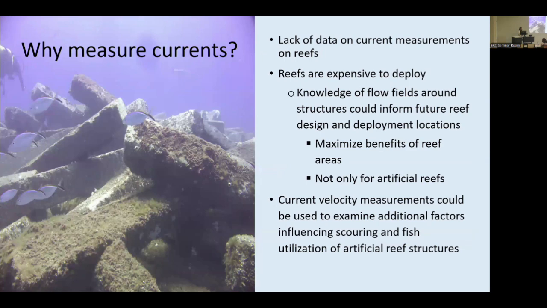And why even measure currents at all? There is a lack of data on current measurements on reefs currently, especially artificial reefs. Reefs are expensive to deploy, so knowledge of the flow fields around these structures could inform future reef deployments and design, so that we can maximize the benefits of these reef areas. This might not only apply to artificial reefs, but also possibly oyster beds or other inshore habitats. And then current velocity measurements could be used to examine additional factors that influence scouring and fish utilization of these artificial reef structures.